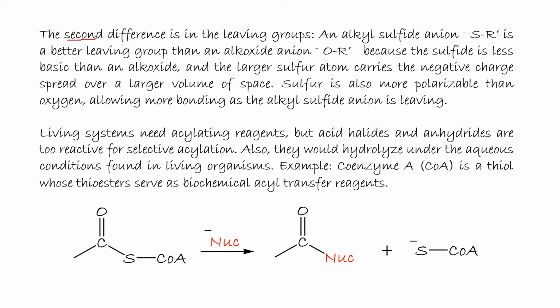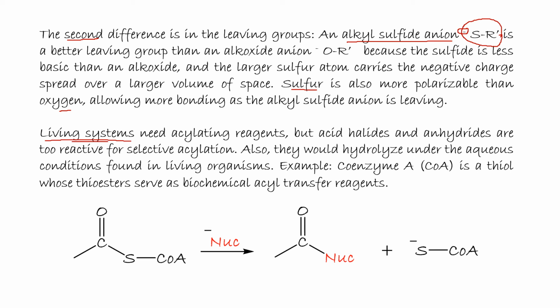The second difference is in the leaving group. An alkyl sulfide anion, SR prime with a negative charge on the sulfur, is a better leaving group than an alkoxide ion, because the sulfide is less basic than an alkoxide and the larger sulfur atom carries a negative charge spread over a large volume of space. Sulfur is also more polarizable than oxygen, allowing more bonding as the alkyl sulfide anion is leaving.